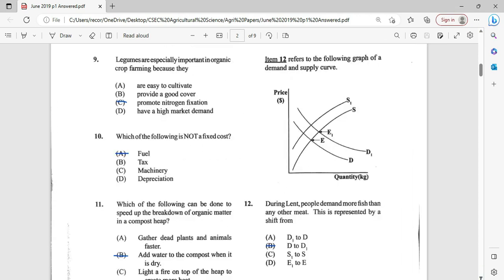Number 9. Legumes are especially important in organic crop farming because they promote nitrogen fixing. It's going to be straight to the T, so it's going to be here. Number 10. Which of the following is not a fixed cost? Fuel, everybody can relate to this. Fuel is always, the price is changing. In Jamaica, it changes every Wednesday.